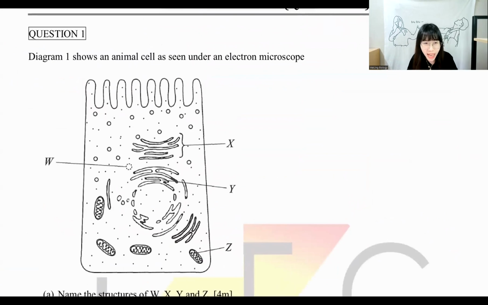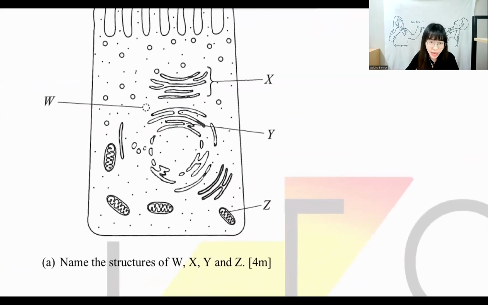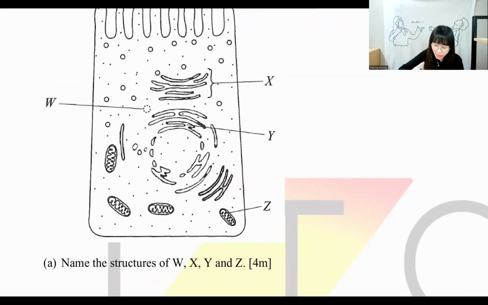Diagram 1 shows an animal cell as seen under an electron microscope. Name structure W, X, Y, Z. Let's start with labeling first, with Y. Inside over here is actually the nucleus, but it didn't draw the nucleus. Outside the nucleus is Y. Is there any dot on top of Y? It's connected together, right? No dots, right?